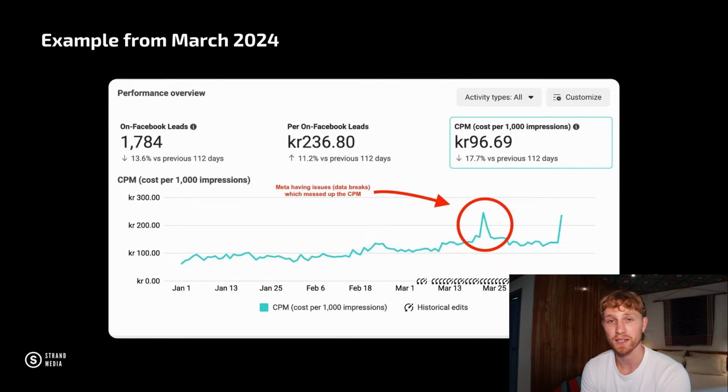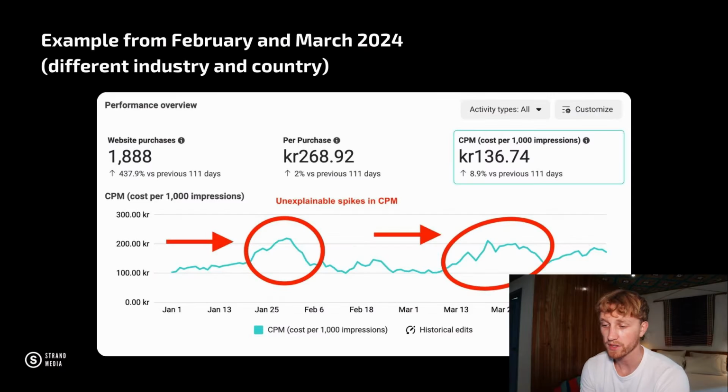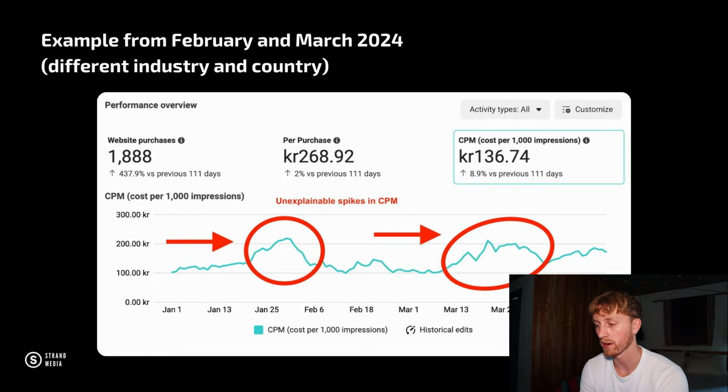So in this case, if we started to make a lot of adjustments and changes, we would probably make the situation a lot worse. This is why it's so important to actually spend some time to troubleshoot the issue and try to find the source. And as you can see, this is another account. You can see some unexplainable spikes in CPM in the beginning of February and the same period in March.